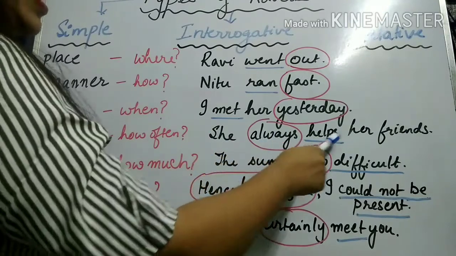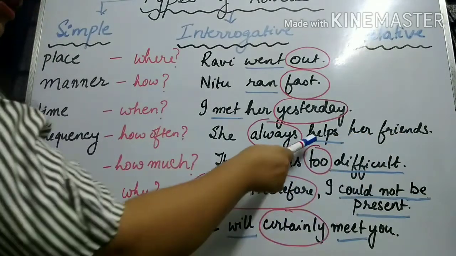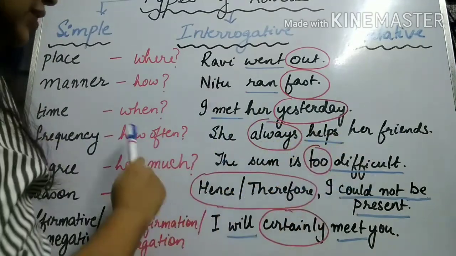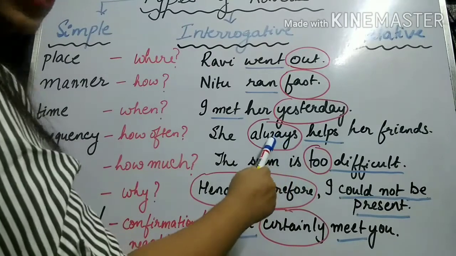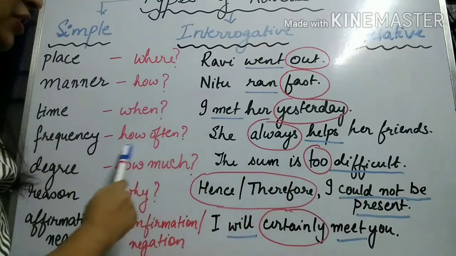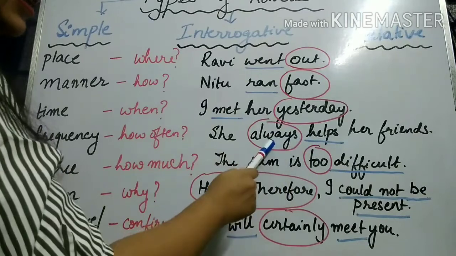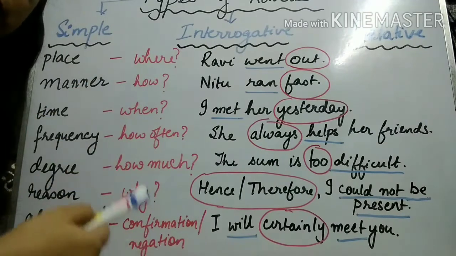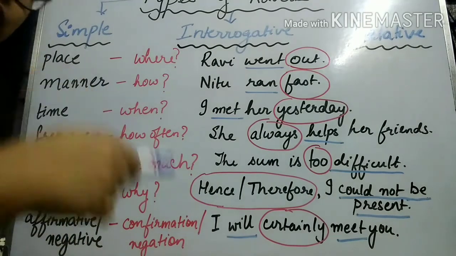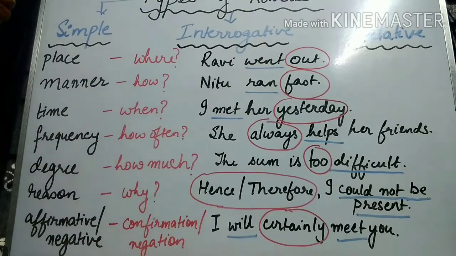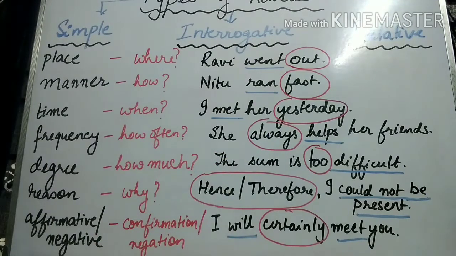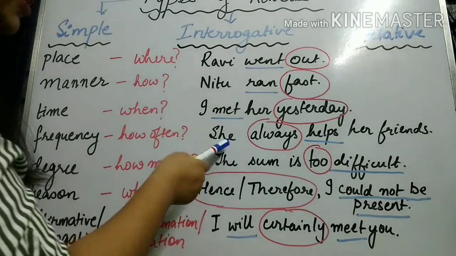She always helps her friends. So helps is the verb here. She always helps her friends. How often does she help her friends? Always. So the question asked here is how often, and the answer that we are getting is always. Hence, always is an adverb of frequency. Adverb of frequency is what? It is the frequency at which the action is being performed. So here the word is always. Always, never, sometimes, seldom. These are all adverbs of frequency.